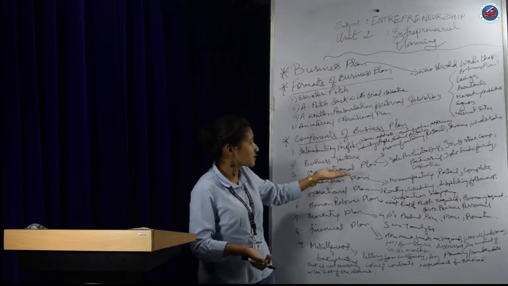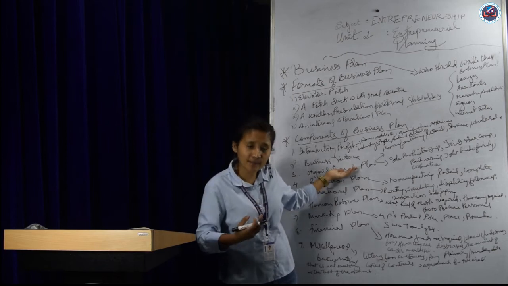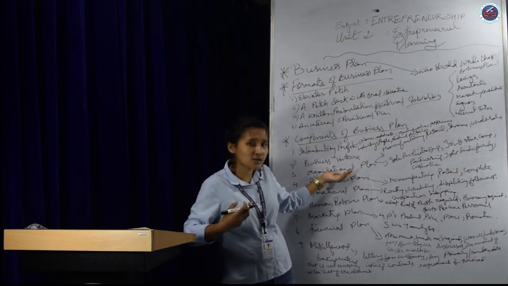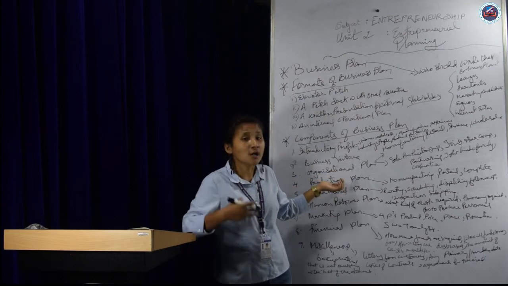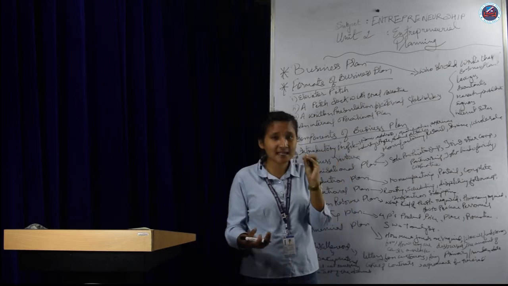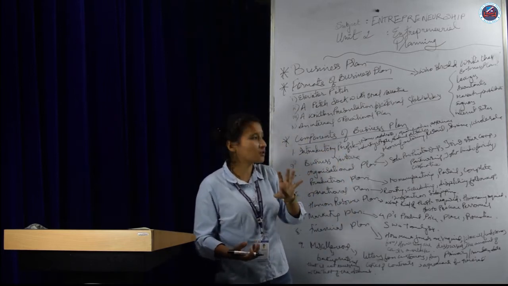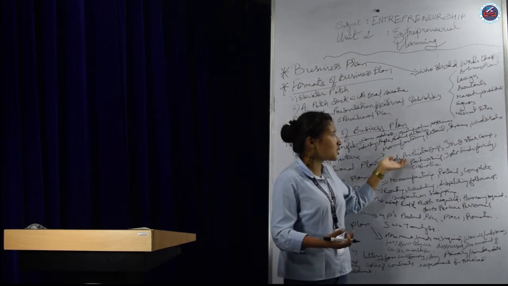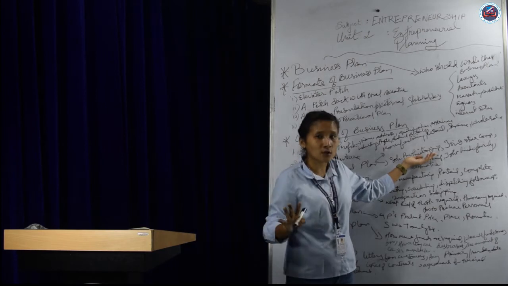Then comes the organizational plan. This organizational plan is prepared so as to know which category of organization or business enterprise you are planning to start up. Because there are 5 different types of business organization that can be chosen by the entrepreneur. The first one being a sole proprietorship, that is a single person owning that particular overall business.